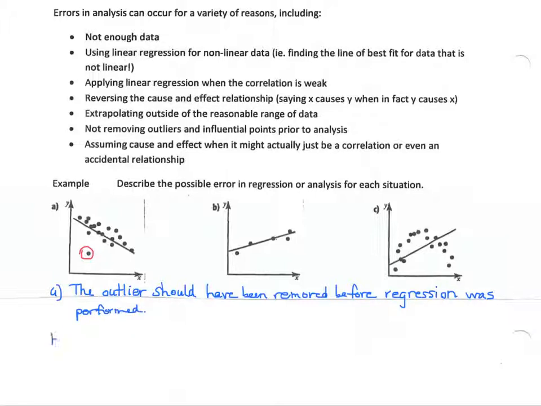Now in the second graph, part B, there we have a line of best fit drawn through only 5 points. And 5 points is not really enough to justify drawing a line of best fit at all. So for part B, we're going to say not enough data for regression.